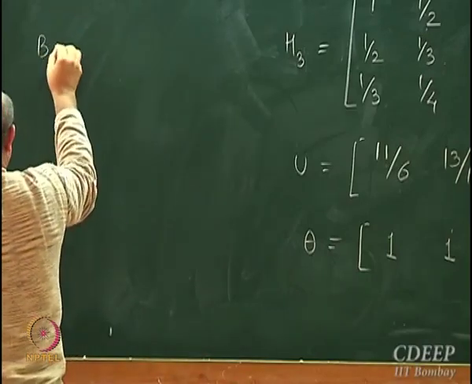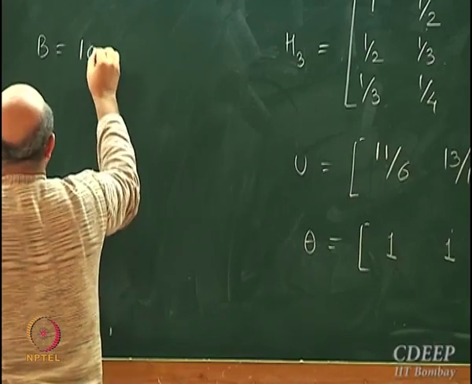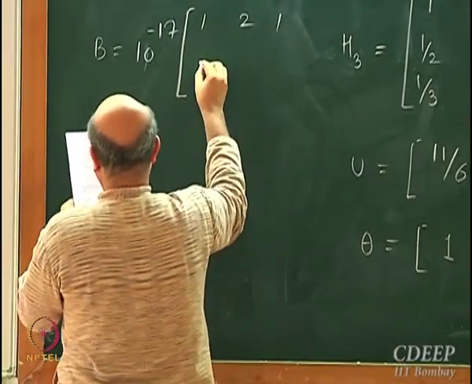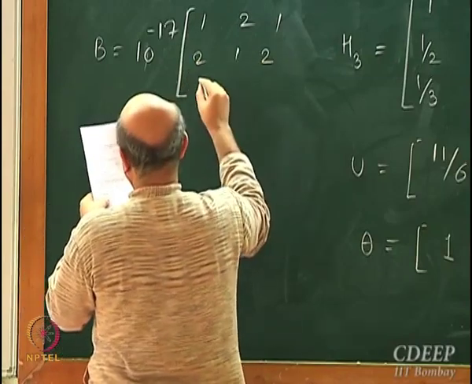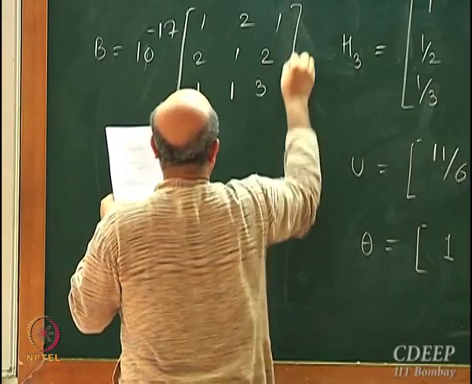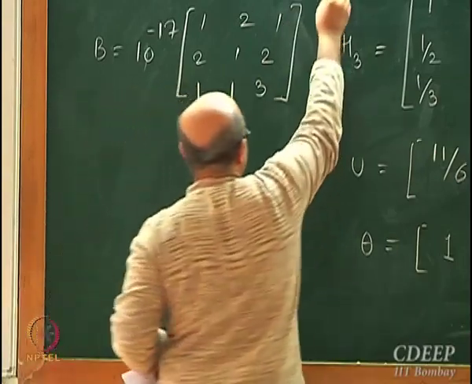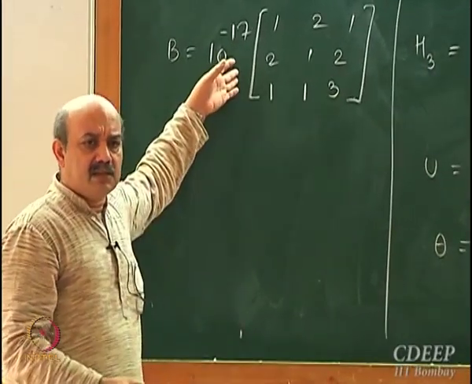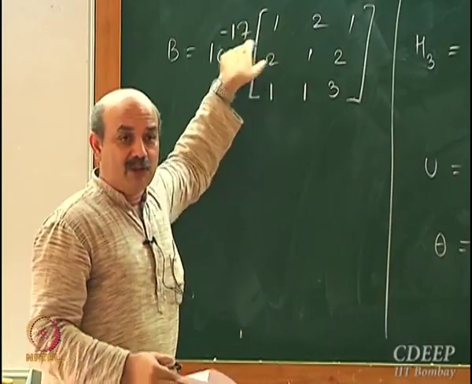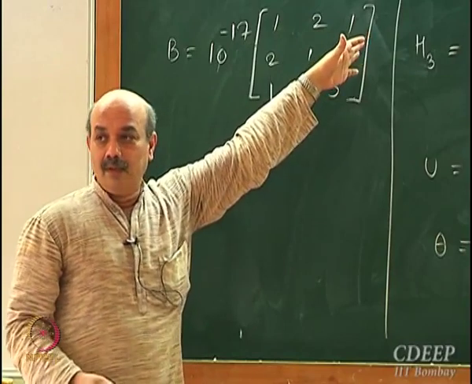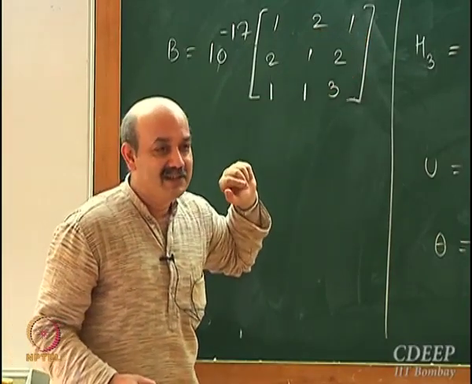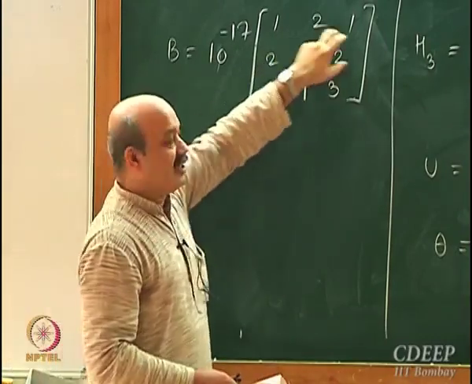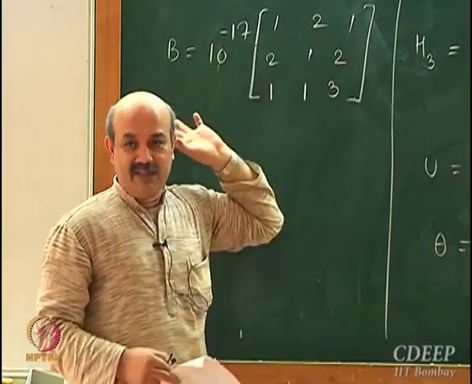But I'll give you another matrix, with 10 to the power minus 17 times 1, 2, 1, 2, 1, 2. I have taken this matrix. Now you might say that this matrix is like a null matrix, 10 to the power minus 17 into 1, 10 to the power minus 17 into 2. It looks like a null matrix, right? All the elements of this matrix are close to 0. Though I have written 1 here, it's multiplied by 10 to the power minus 17.